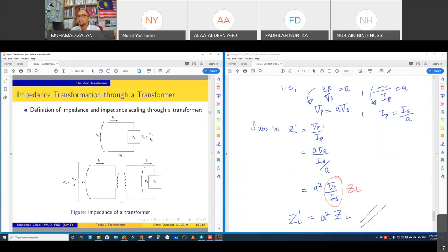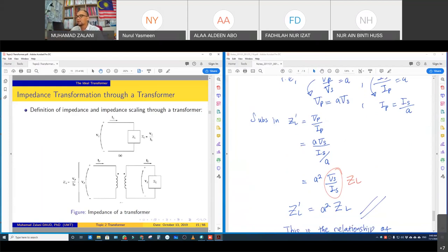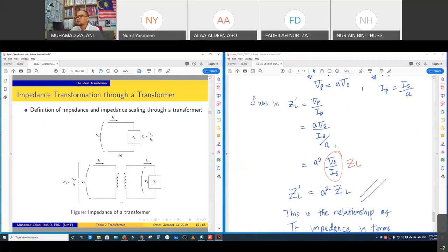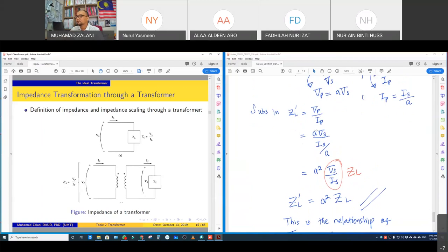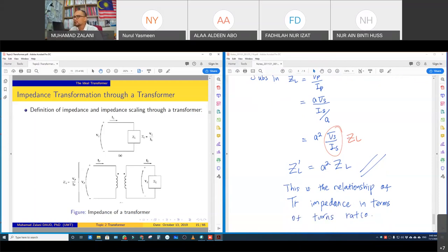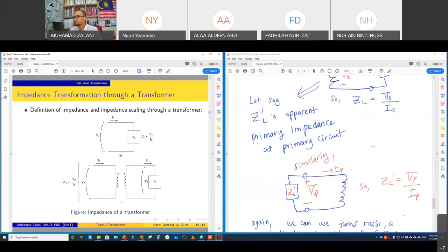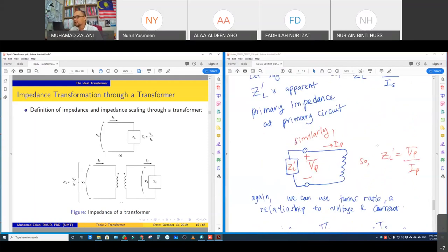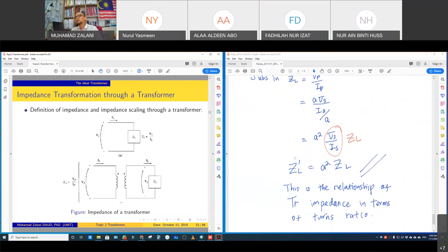Then we substitute into the ZL prime equation. As I have given in the notes, ZL prime is VP divided by IP. Then we substitute VP, which is A VS, and in the denominator, substitute IP with IS over A. So now A is squared: A squared VS over IS. VS over IS is ZL. So we can just substitute ZL here, meaning that finally we get ZL prime is A squared ZL. That is the relationship of the impedance.